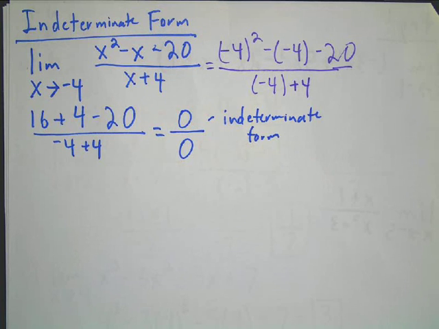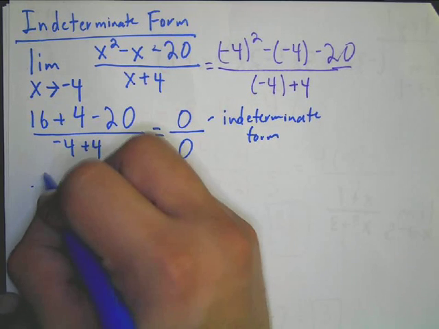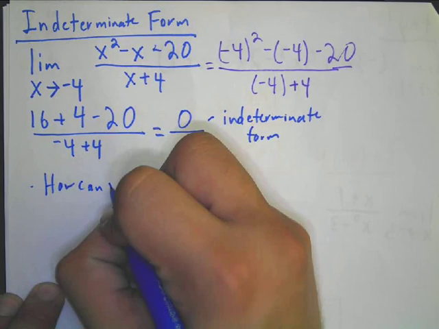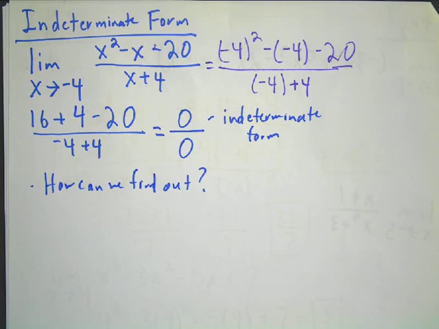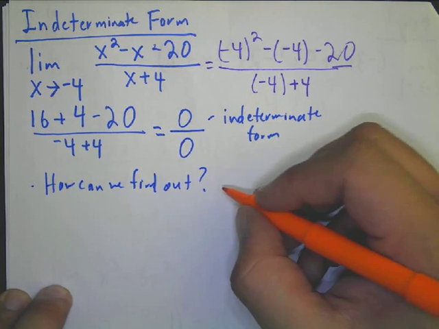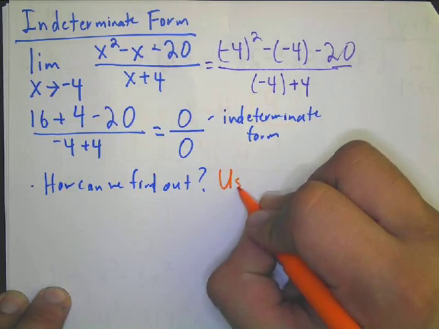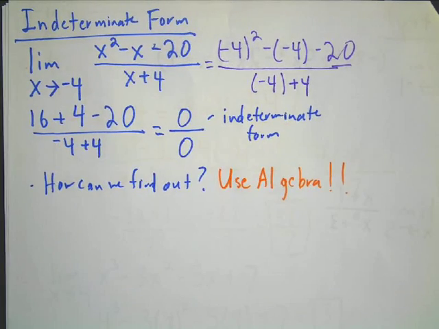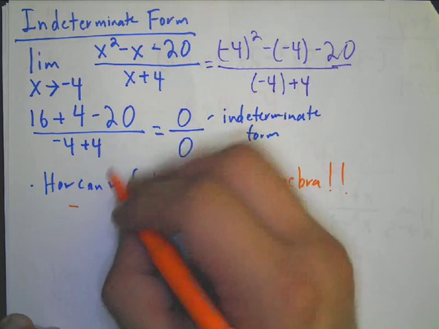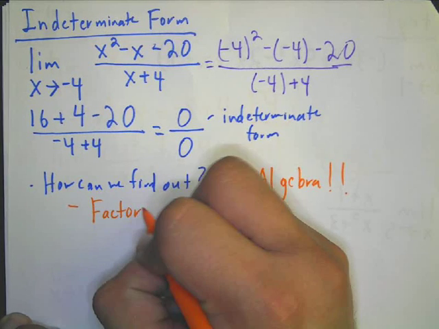Now, how can we find out whether or not this limit exists? Well, we think back to Miss Lee or Miss Legette or Miss Sorrell or Miss Vaughn or whoever you had. We're going to use algebra to figure this out. More specifically, we're going to use factoring.